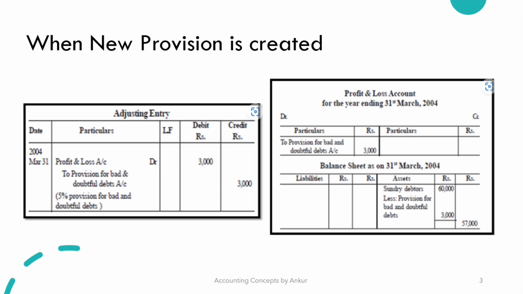Having understood the journal entry, let's have a look at the profit and loss account. In the PL account, we debit provision for bad and doubtful debts. And in the balance sheet, we deduct it from the sundry debtors on the asset side, as you can clearly see on the screen. Let's have a look at the next scenario.